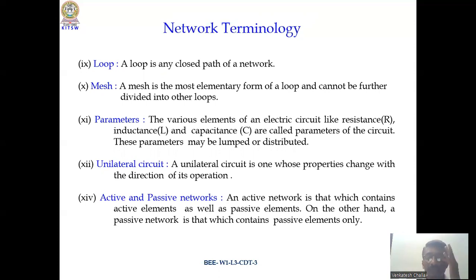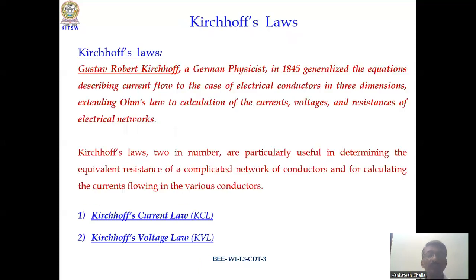The parameters are nothing but circuit elements like resistor, inductor, and capacitors. Then unilateral circuit. A unilateral circuit is one whose properties change with the direction of operation. Active and passive network. If the network has active elements, then it is called an active network. If the network contains only passive elements, then it is called a passive network.